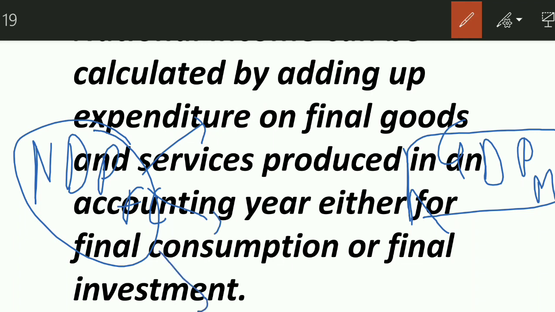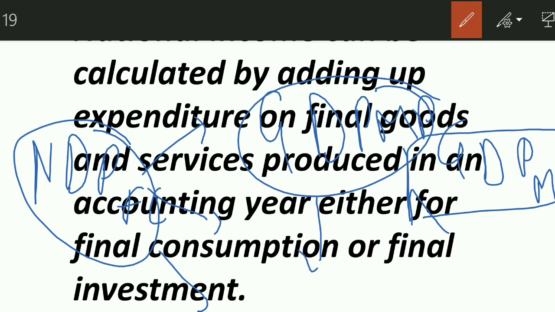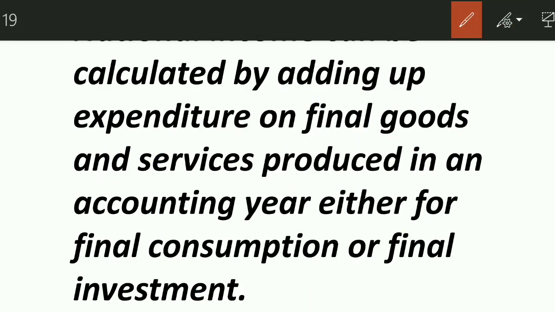So similarly, while calculating national income from the expenditure method, we will first reach GDP at market price by adding some components, and then from GDP at market price we can reach any component that we like. Alright, so let's see what the components of GDP at market price are from the expenditure method.